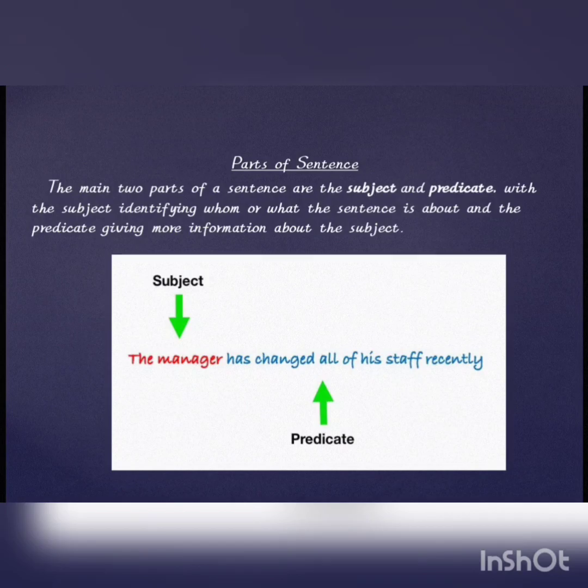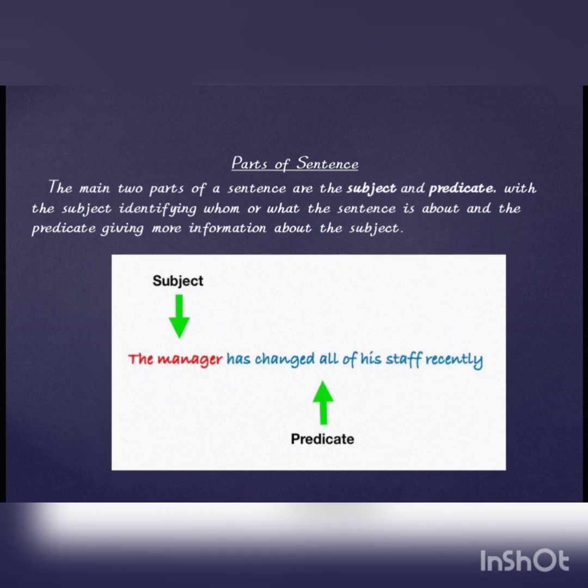Coming to the parts of a sentence, we are going to have 2 main parts in a sentence. One is the subject portion and the other one is the predicate portion. The subject portion helps us identify whom or what the sentence is actually about. The predicate portion gives us more information about the subject portion.